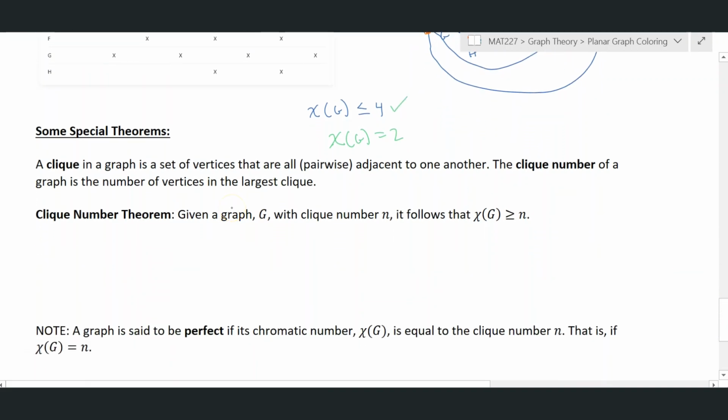Here's just a couple of special theorems that are really kind of neat and might be helpful from time to time. We're going to define a clique. Just kind of like we thought of in high school, a clique is just a group. And in a graph, it's a set of vertices, a group of vertices that are all adjacent to one another. When we think about cliques of people, we think about people who are all friends with one another. So a clique in a graph is a set of vertices that are all what we sometimes call pairwise adjacent, meaning that every vertex is adjacent to every other vertex in that graph.